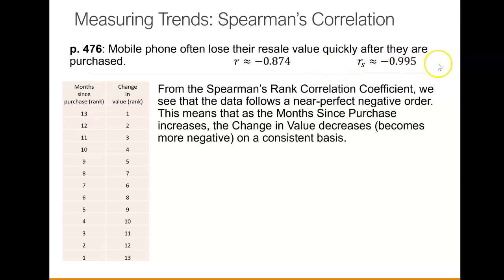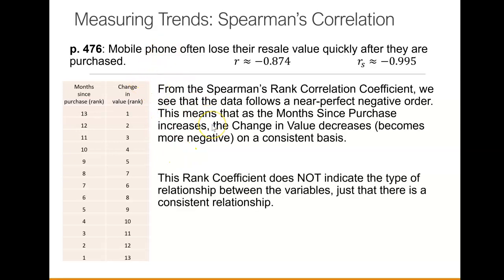So what we're finding here is that this data set has a near perfect negative order. This means that as the month since service or since purchase increases, the change in value decreases on a consistent basis. It's not telling us the shape of that consistent basis, but it'll tell you that it's consistent at least, right?